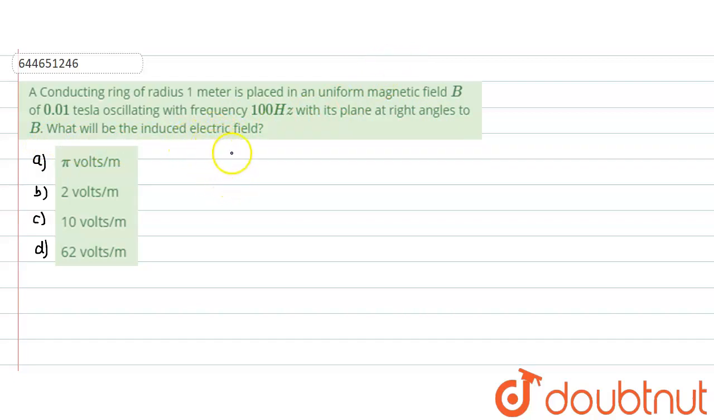So first of all, we should find the value of the induced EMF. Induced EMF is equal to minus d phi over dt. If we just take the magnitude, because we have only been asked for the magnitude of the electric field, so first we find the magnitude of induced EMF. This would turn out to be d phi over dt.